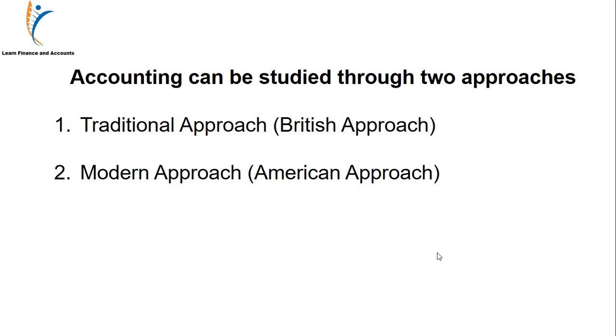So, friends, in this video, we'll be talking about the approaches to study accounting. In the last video, I had promised you that we'll be studying accounting as per different approaches. These approaches are of two types. One is known as the traditional approach and the second is the modern approach. The traditional approach is also known as the British approach and the modern approach is called the American approach.